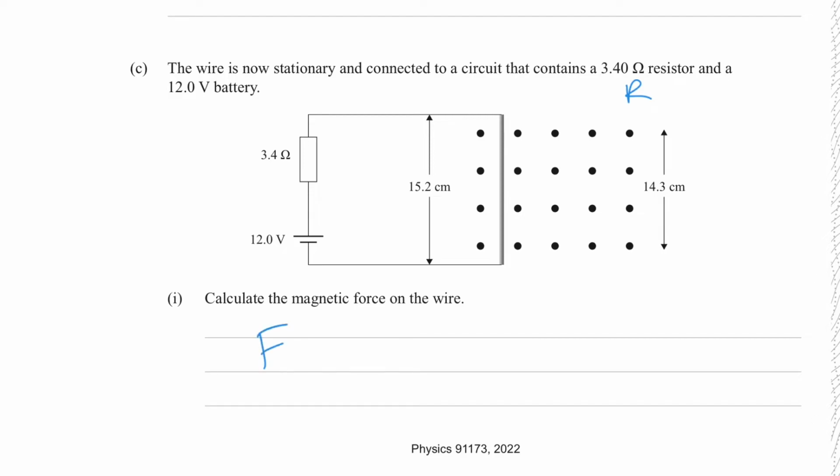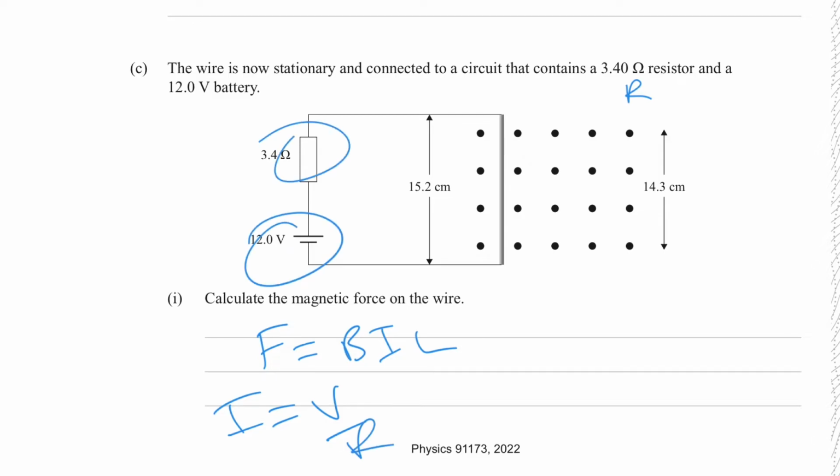So F equals BIL, in this case I equals V over R, from the voltage of the supply divided by the resistance of the resistor. There is resistance in the wire and everything as well, but I think they're wanting you to assume that that is the resistance of the total of the circuit. And we don't care about that length, we want to use that length. So that length, that current calculated from I equals V over R, B is given to us. Plug the numbers in and press equals.